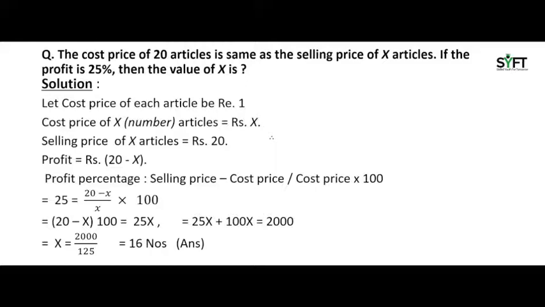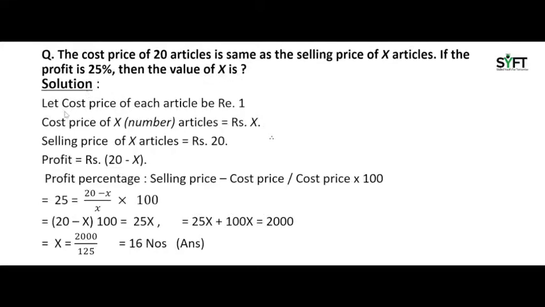In this example, the question says that the cost price of 20 articles is the same as the selling price of X articles. X here represents a number of articles. If the profit is 25%, then the value of X is, the value of X means the number of articles whose selling price is the same as the cost price of 20 articles. We need to calculate the value of X.